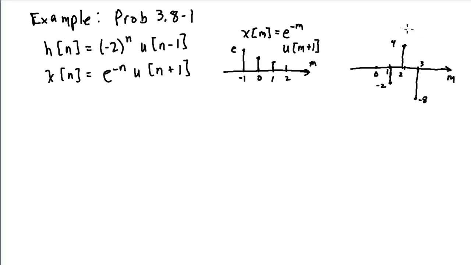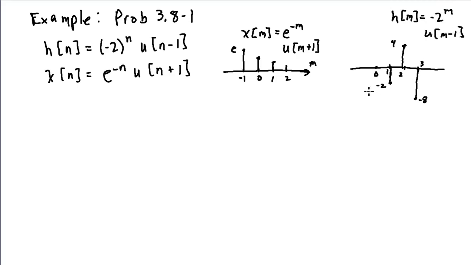And this is what x of m looks like. I'm sorry, this is actually h of m. Yeah, h of m. It's minus 2 to the m times u of m minus 1.